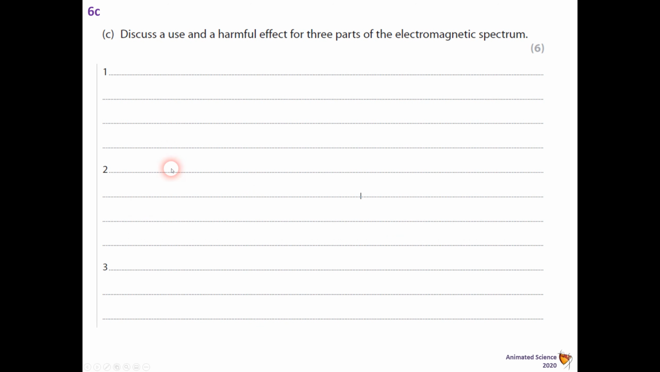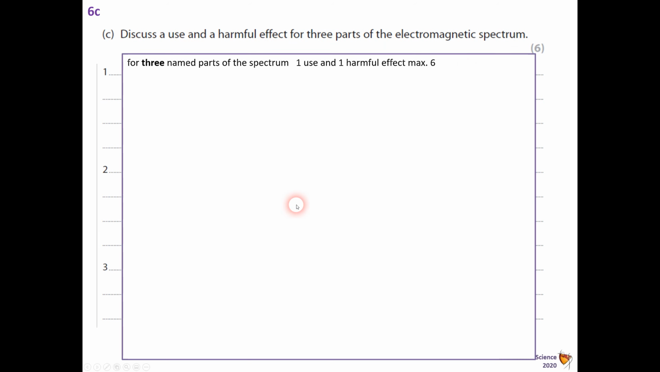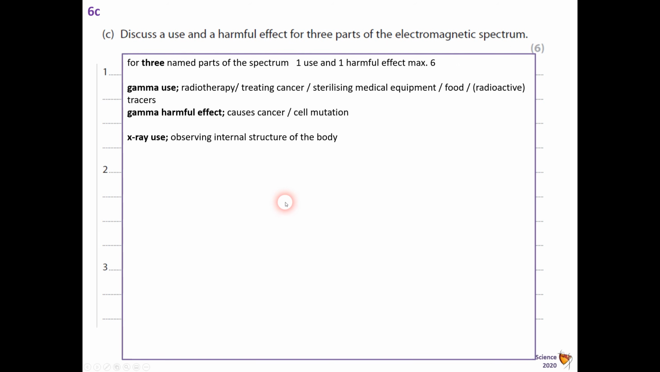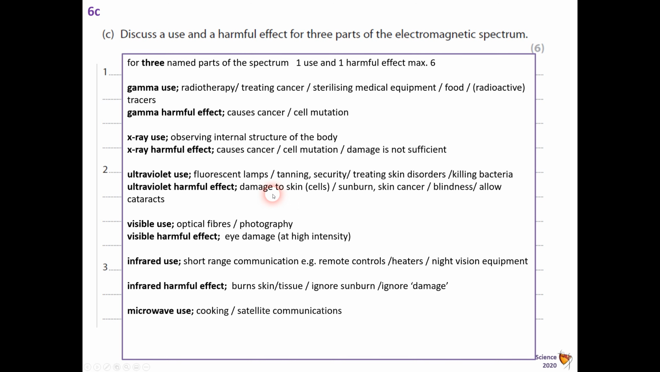Now, 6C, this is discuss a use and a harmful effect. So clear use, clear harmful effect for 3 parts of the spectrum, so 6 marks available. There's a whole list, I'm not going to read all these out, but if you look, each one clearly has a use and a harm. So for example, gamma: radiotherapy, treating cancer, sterilising medical equipment, food, radioactive tracers. The harm is it can also cause cancer cell mutation.